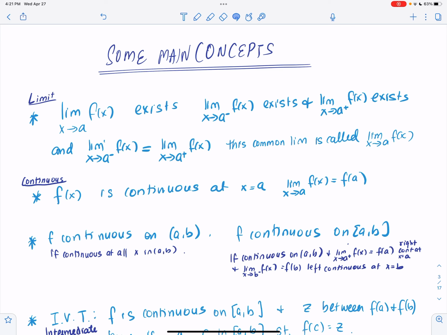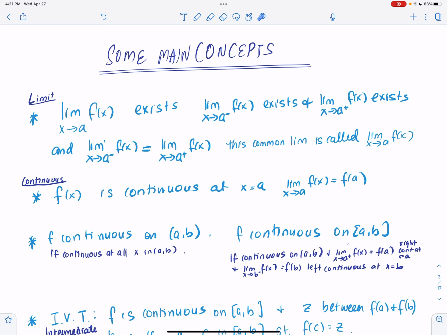Okay? So when do you say the limit of a function as x approaches a exists? You say the limit as x approaches a of f of x exists if the limit from the left, this is the left because of the minus, as x approaches a of f of x exists, and the limit from the right as x approaches a of f of x exists, and these two values are equal, and this common limit is called the limit as x approaches a of f of x.